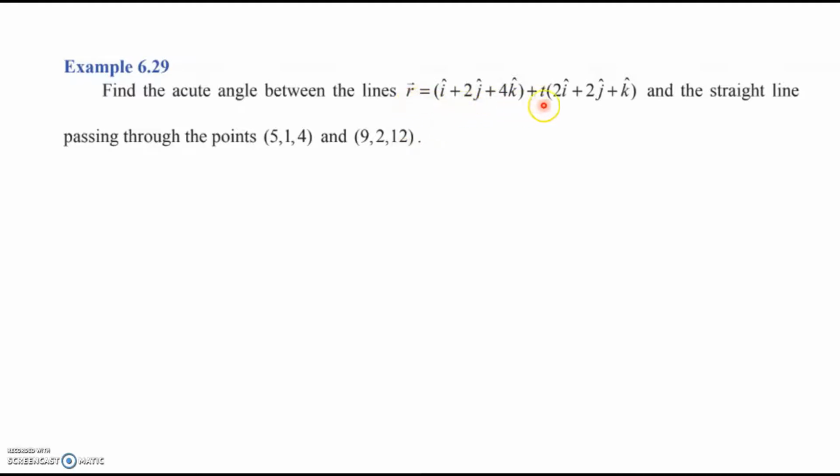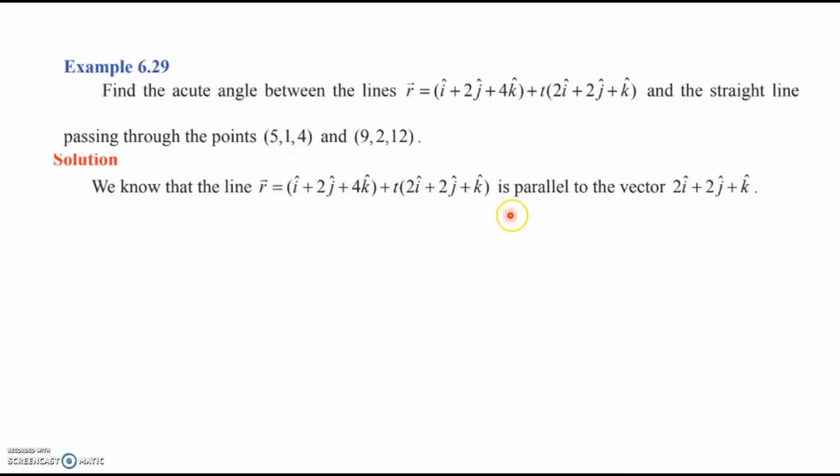So if this is your first line, this line will be parallel to 2i cap plus 2j cap plus k cap. If this is a vector, then this line will be parallel to this vector here. And also these two points are given. For a line that passes through these 2 points, if you subtract the corresponding values, like 9 minus 5, which is 4, 2 minus 1, 1, and 12 minus 4 will be 8. So the result that you get will become the direction ratios for this line.